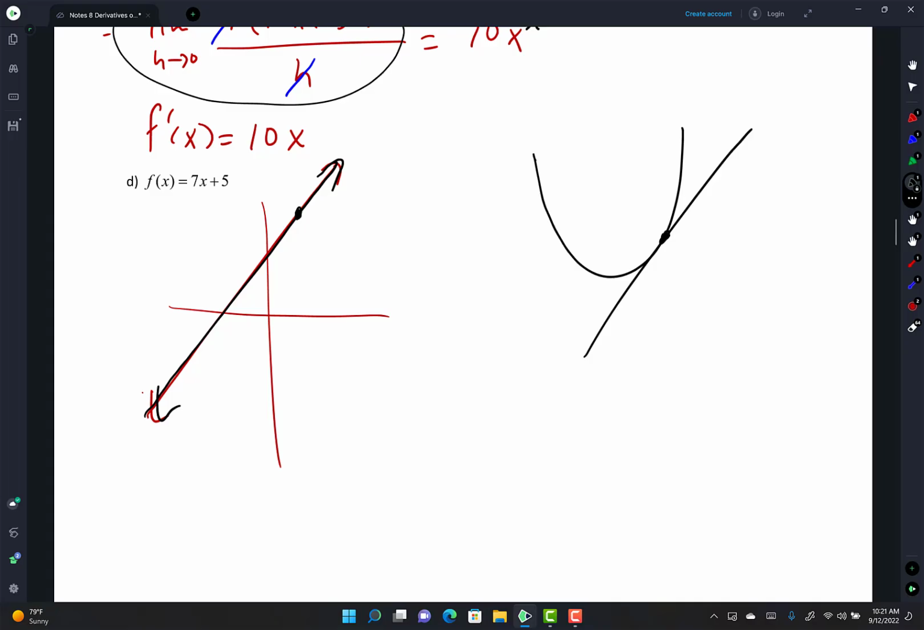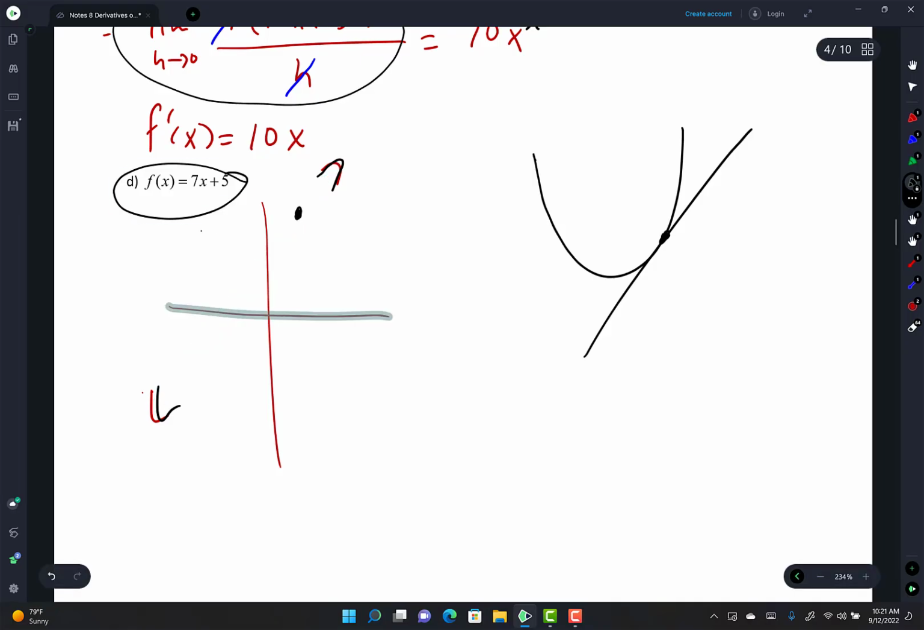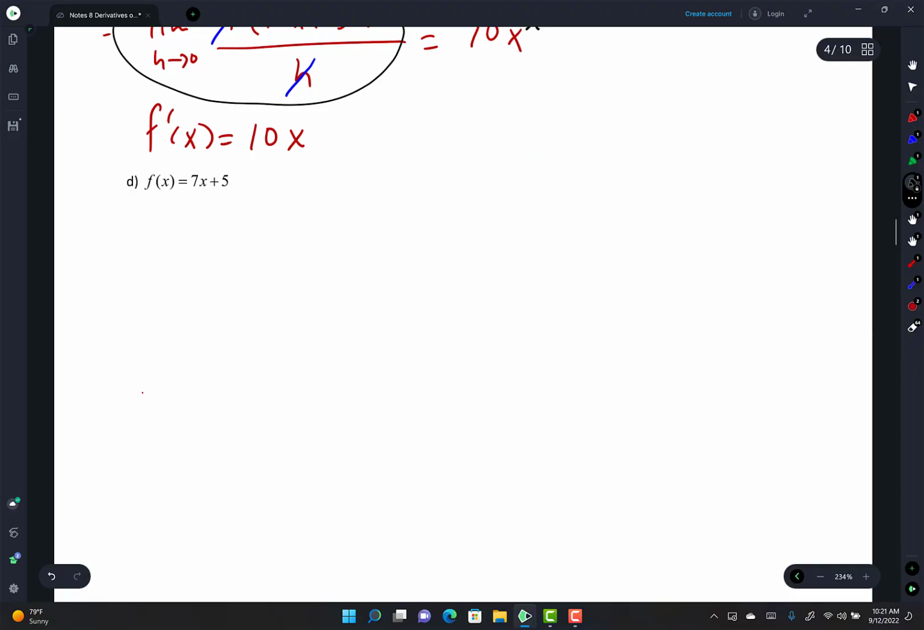Now, because it's the same, remember that derivative means instantaneous rate of change. This is always changing at a constant rate of change. It's always changing at a rate of 7. Does that make sense? So when I do my derivative, I'm just going to get 7.